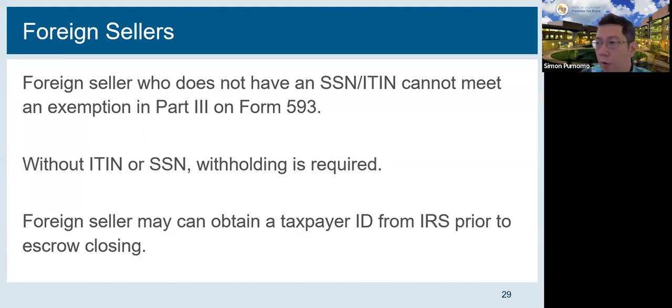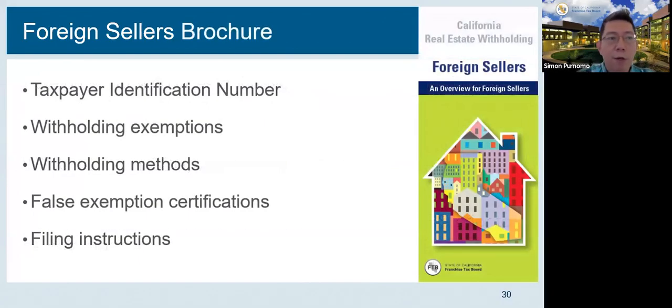Now, let's move on. This is the foreign sellers brochure. You can download this from our website as well, and it will be helpful for you and your client. And let's move on to the LLC.